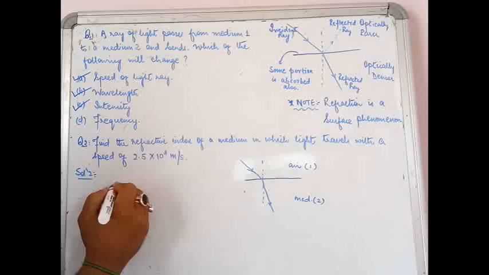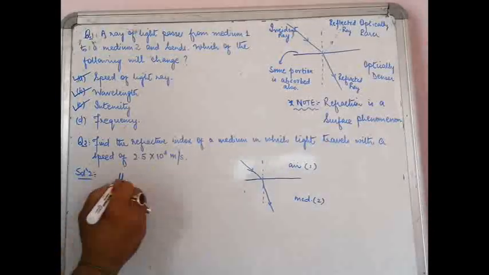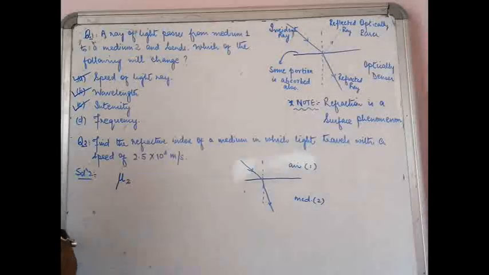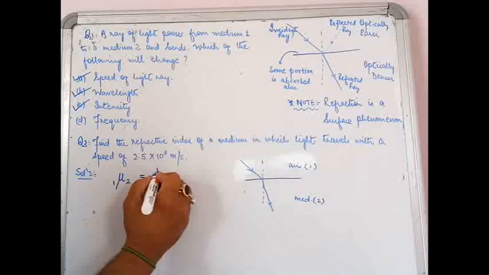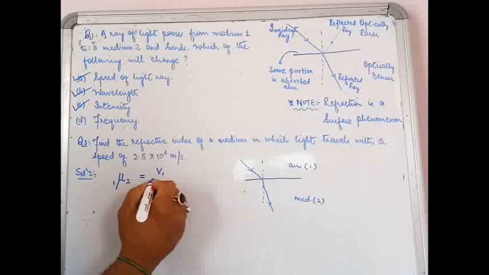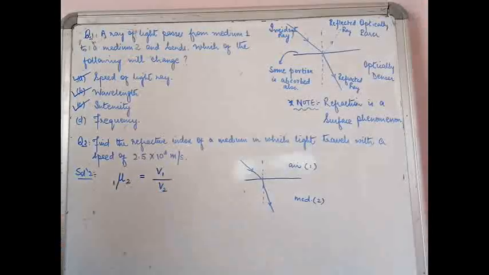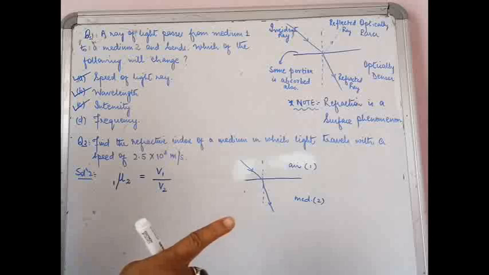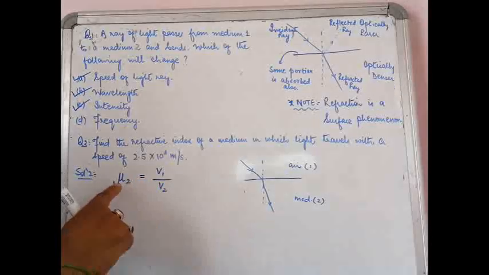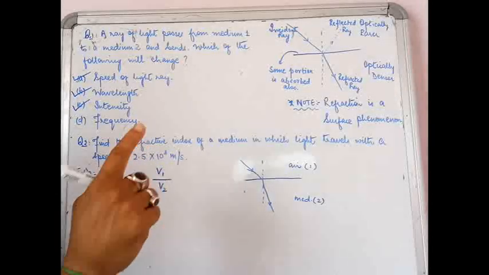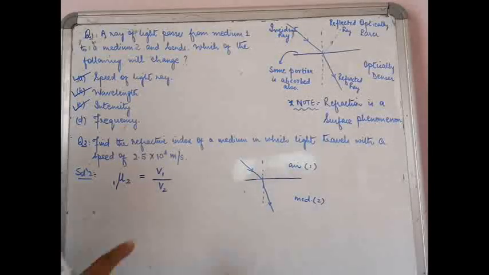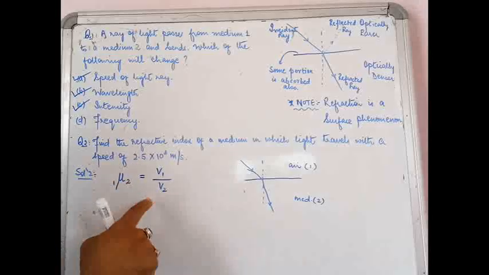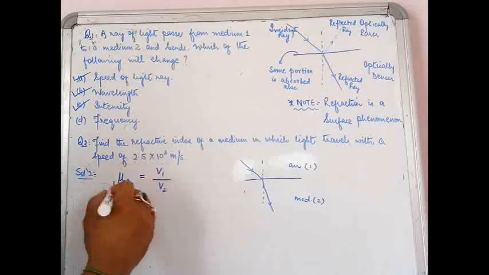Why? Because you see, when we have the refractive index formula, refractive index of medium 2 with respect to medium 1, it is given by, if you remember, a formula: velocity of light in medium 1 upon velocity of light in medium 2. Obviously there was another formula, if you remember Snell's law, the refractive index equal to sin i upon sin r, but then since i and r values are not given in this question, there is a speed value given in the question, therefore we will utilize this particular formula.